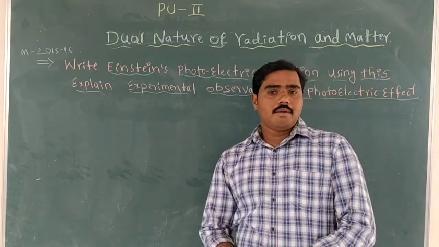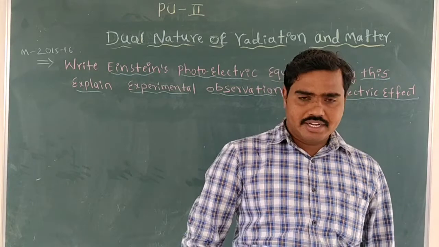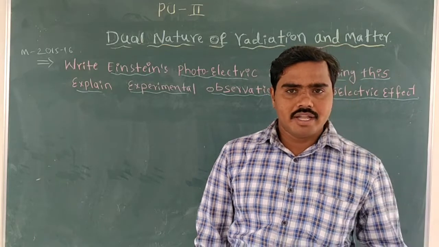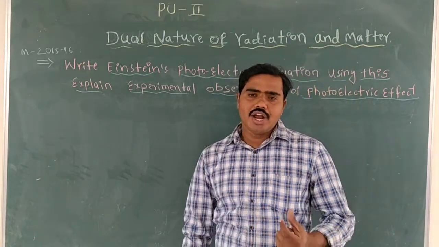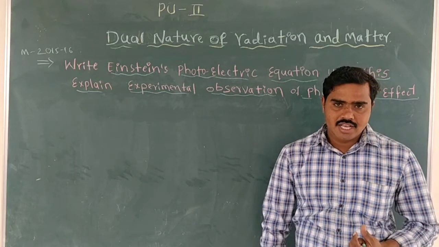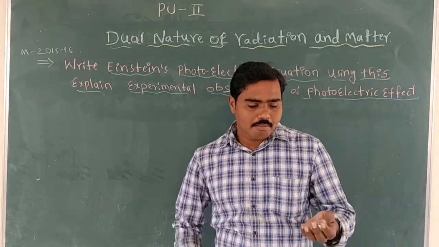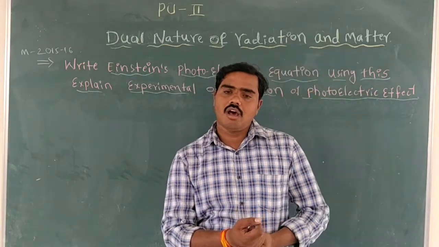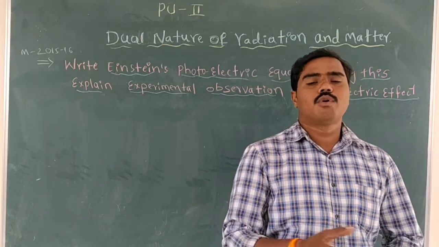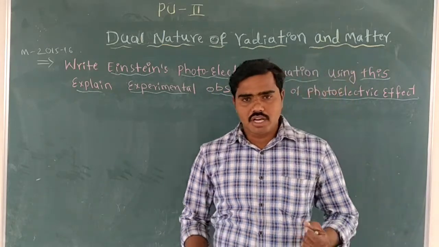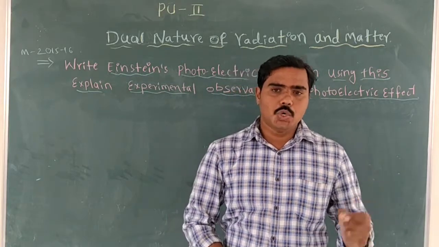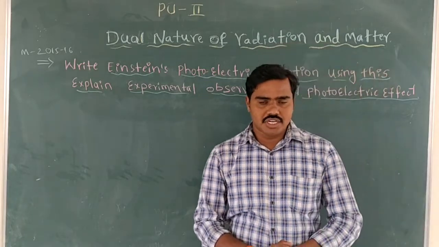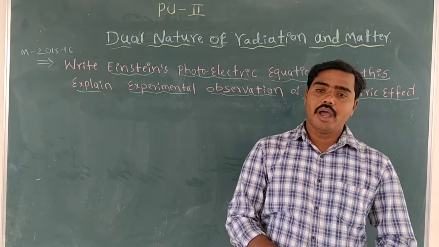Already know, Albert Einstein explained the photoelectric effect by using Max Planck's quantum theory of radiation. According to Max Planck, light energy consists of minute particles. Those minute particles are called quanta, or also called photons. Each photon's energy is considered as E is equal to h nu. E means energy, h is Planck's constant and nu means frequency.